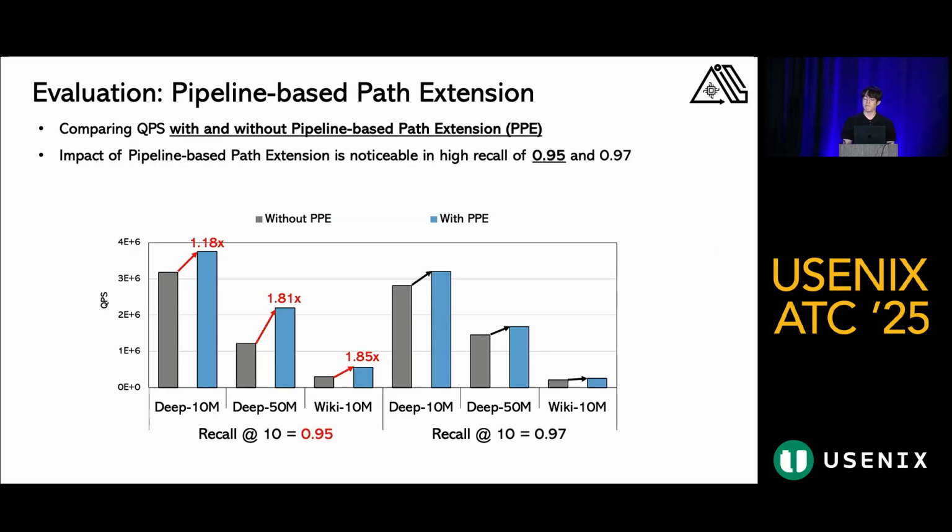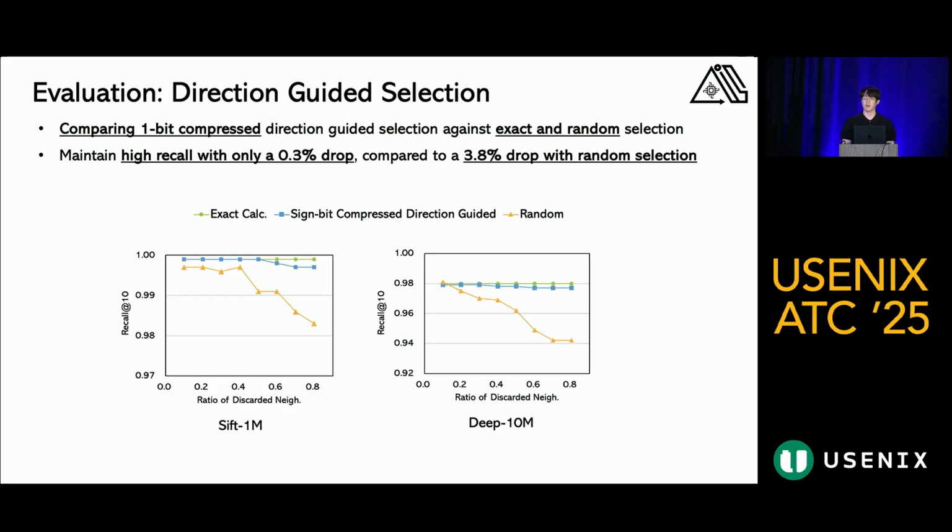Next, we evaluate the effectiveness of pipeline-based path extension. At 95% recall, shown on the left side, applying pipeline-based path extension leads to clear performance improvements. And the target recall of 97% still demonstrates consistent speedup. We also compare the impact of recall degradation of direction-guided selection. Compared to exact calculation, using 1-bit compression showed a slight recall drop of 0.3%. However, using a random selection resulted in a significant recall drop of maximum 3.8%. This indicates that direction-guided selection successfully identifies critical nodes without degrading overall accuracy.